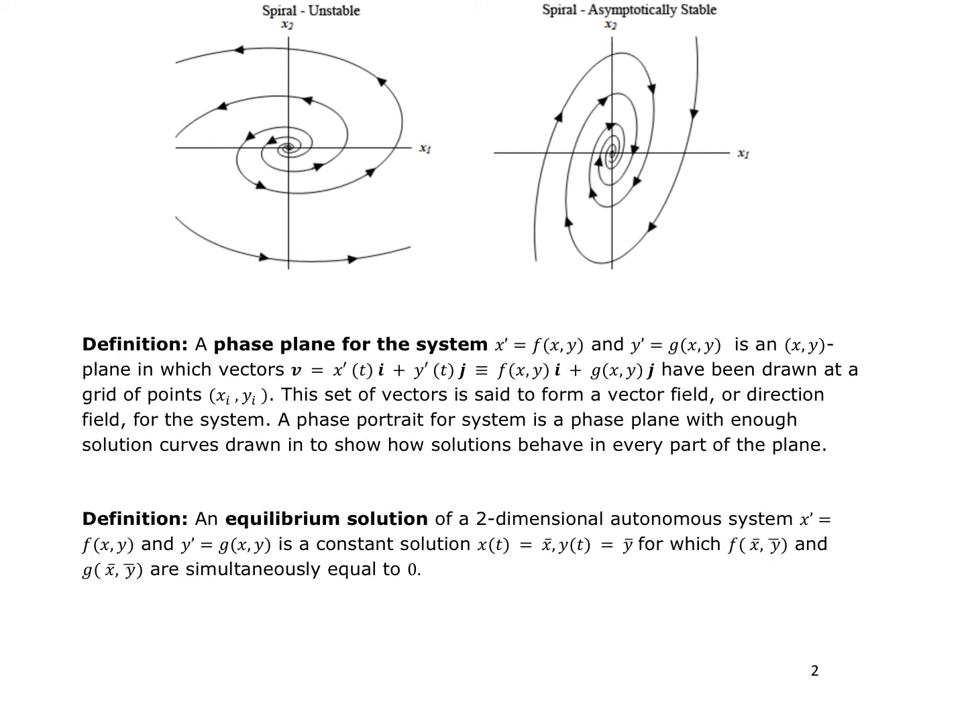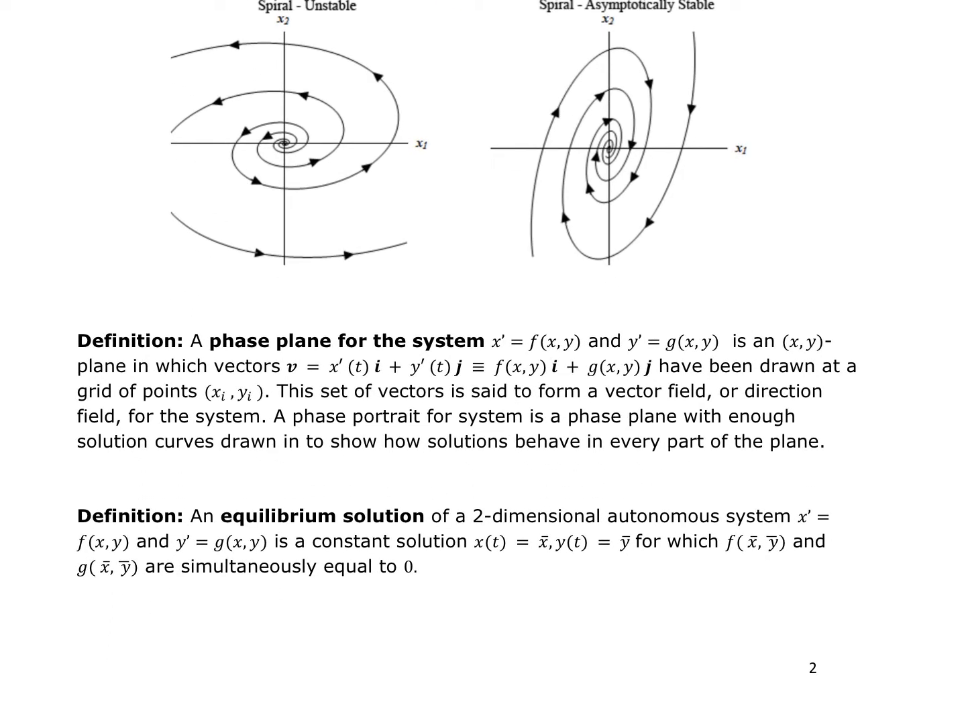So let's get some definitions here. The definition of a phase plane for the system x prime is equal to f of x, y and y prime is equal to g of x, y is an xy plane with the vectors in which v, the vector v, is equal to x prime of t in the i direction and y prime of t in the j direction, or equivalently, we can write it as f of x, y i plus g of x, y j.